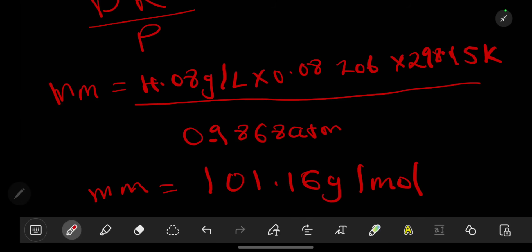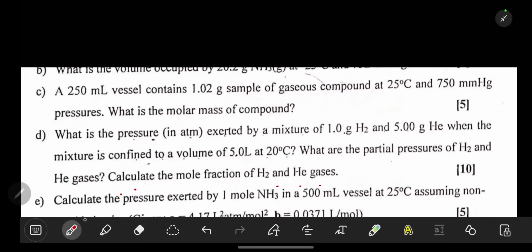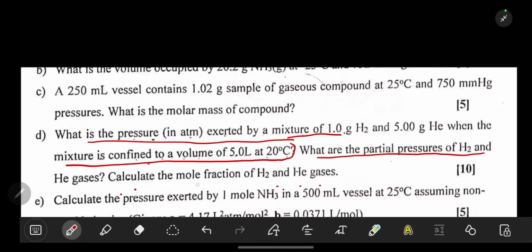So that is what we have found. Looking at the next question, what is the pressure in atmospheres exerted by the mixture of 1 gram of hydrogen and 5 grams of helium when the mixture is confined in a volume at this temperature? What are the partial pressures of hydrogen and helium? Calculate the mole fraction of hydrogen and helium gases.